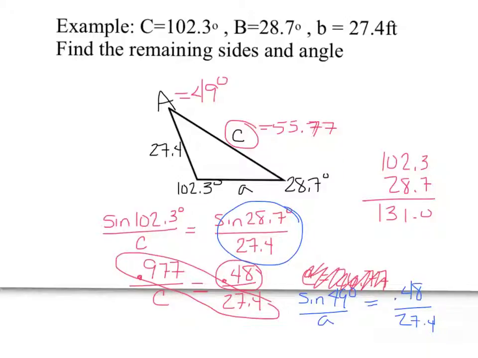Okay, so once again, we're going to cross multiply and divide. What is the sine of 49 degrees, by the way? 0.75? Okay, so then we'll cross multiply and then divide by 0.48. And what do we get for A? 43.08. All right. Once again, I'm double checking by looking at my angle compared to other angles and then checking that my sides compare the same way.